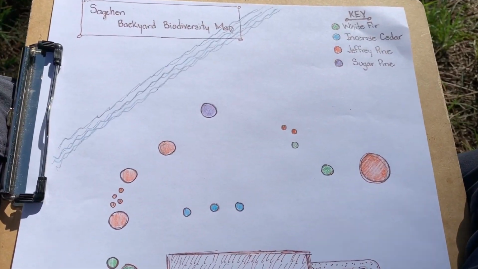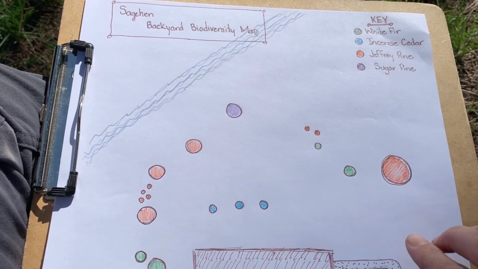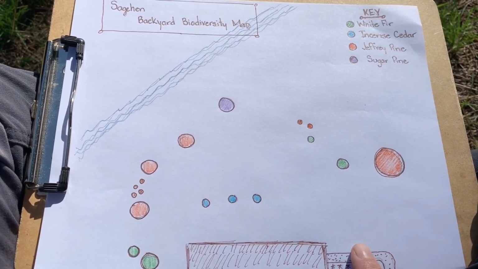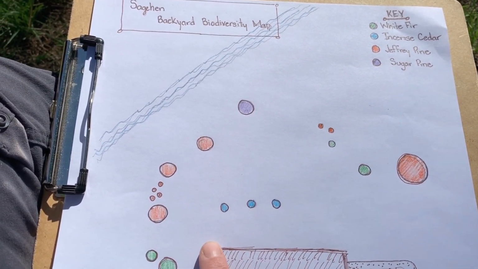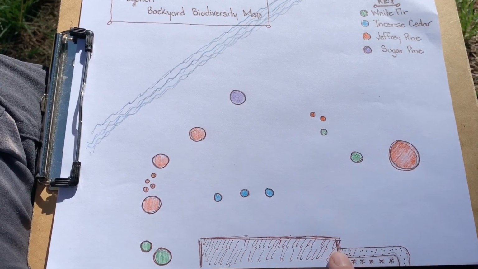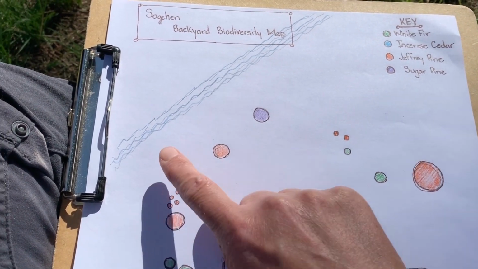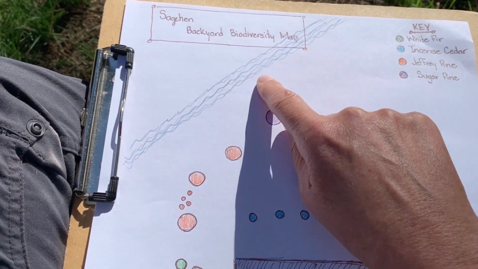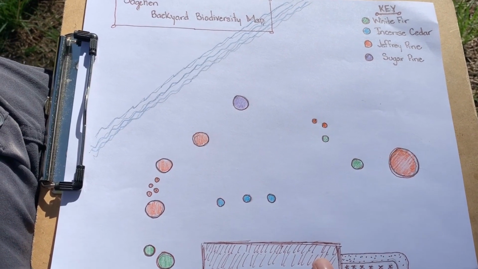Okay, so to create my backyard biodiversity map, I first started by adding some landmarks. The first features I added to my blank page were my home. This is an aerial view, or a bird's eye view, of my house, with a little path running along the back side. And then I also added these lines here. This is a creek that runs through my backyard. So once I had those landmarks, then I could start adding trees.